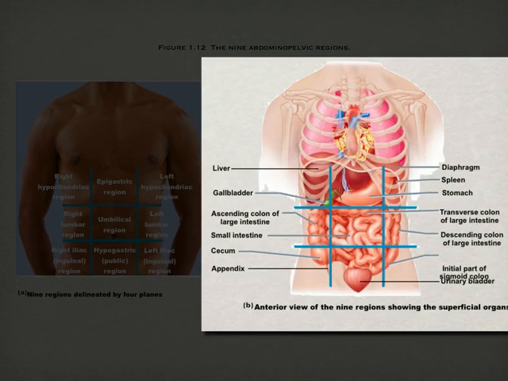And as you look at the graphic on the right-hand side, you can see some of the internal organs in this arrangement. Or of course, you can be a little bit more precise as you're describing where patients are feeling discomfort with the 9 abdominal pelvic regions as opposed to the 4 quadrant region.